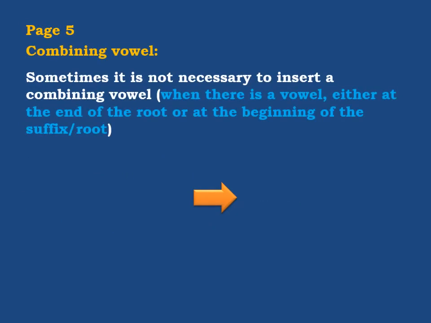Now, again talking about the combining vowel, sometimes it is not necessary to insert a combining vowel. This is what we said. If the pronunciation is easy, we do not need this vowel. So here he says, sometimes it is not necessary to insert a combining vowel when there is a vowel either at the end of the root or at the beginning of the suffix or the second root. Look at this example.